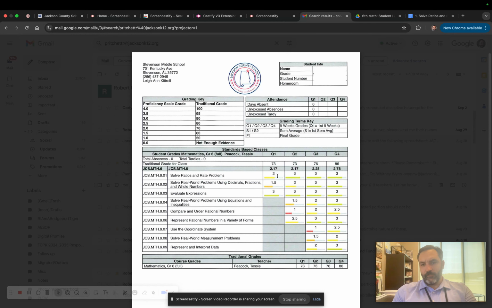But once those are converted, and you can see that grading key up here at the top, once those are converted and averaged, that would be the traditional grade for the class. We're putting both of these on here because we want you to have a reference point from what you're used to seeing versus what you're seeing now.